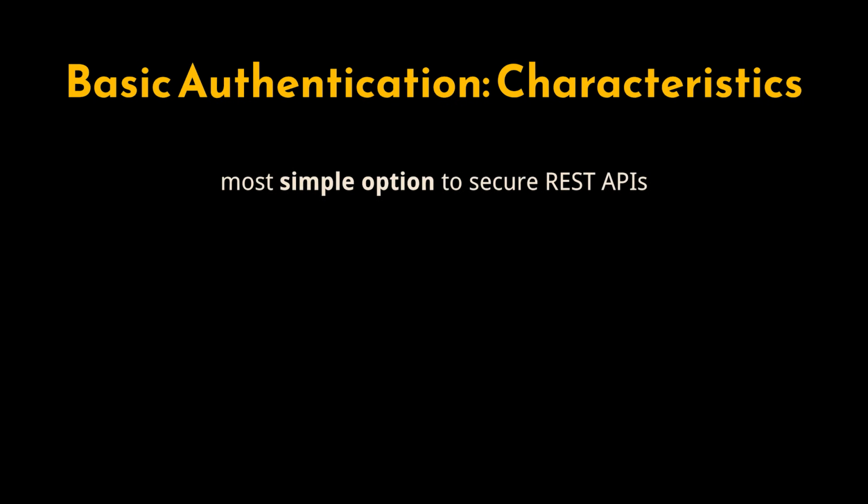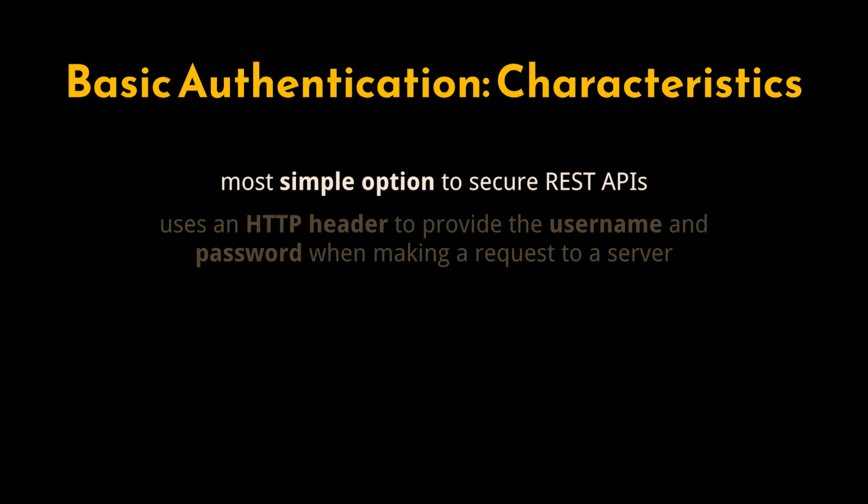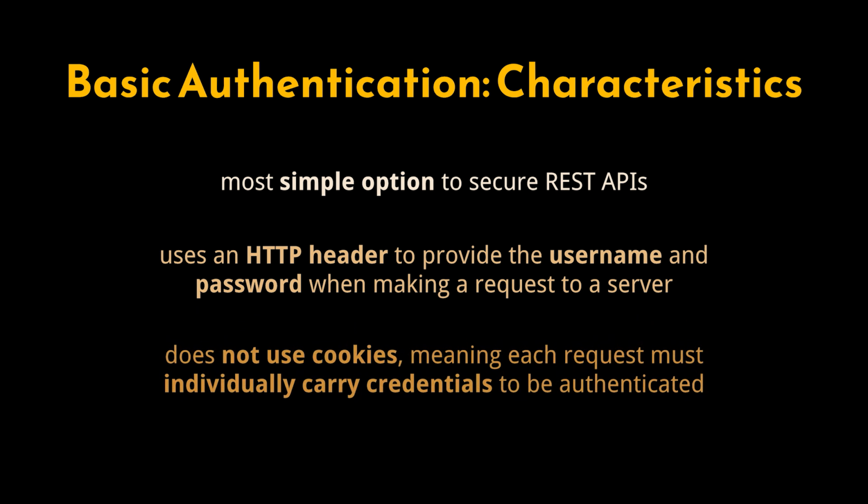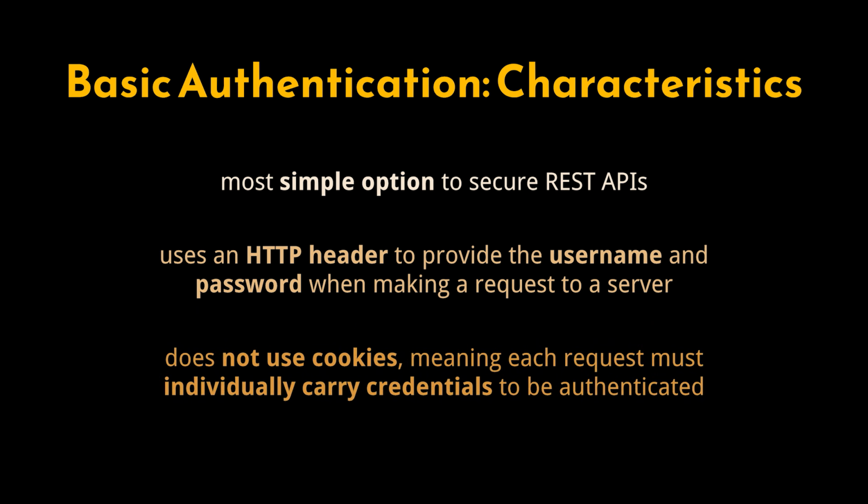Basic Auth is the most simple and fundamental option to secure REST APIs. It uses an HTTP header to provide the username and password when making a request to a server. Basic authentication does not use cookies, hence there is no concept of a session or logging out a user, which means each request individually must carry that header to be authenticated.